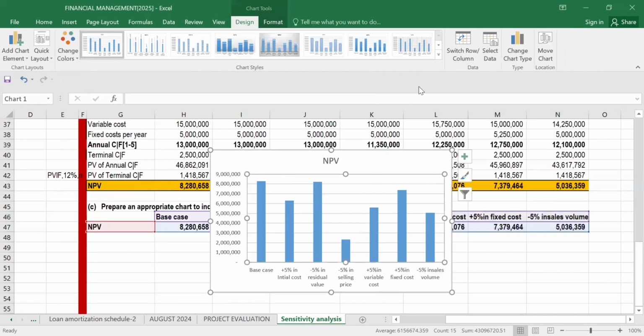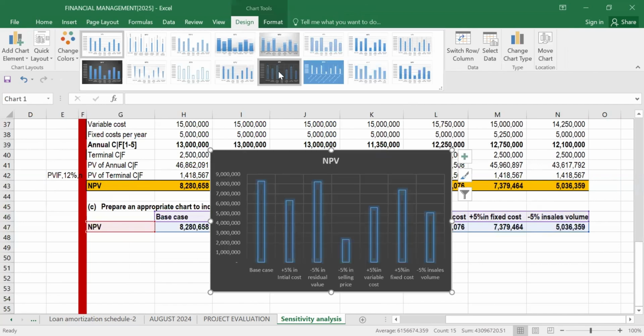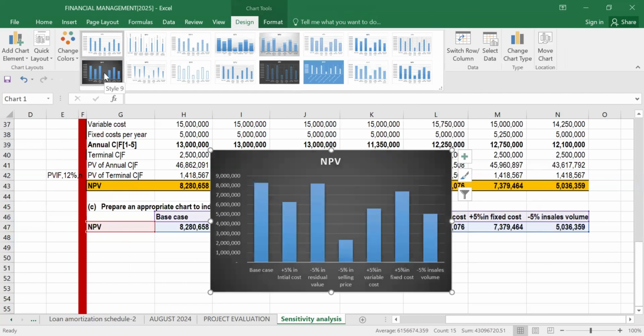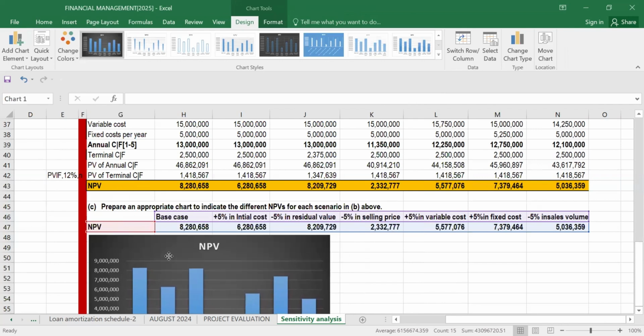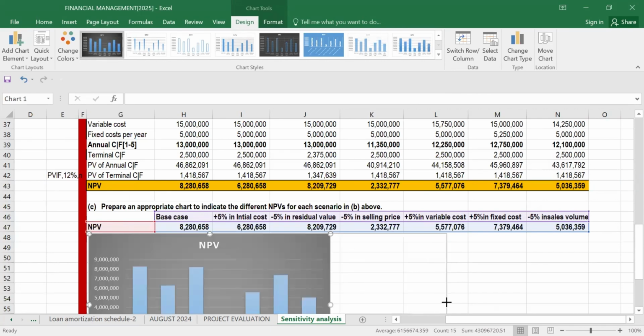Then we can change this formatting here. Let's pick this one. So we drag it down here. We can make it a little bit bigger if we need to do that.